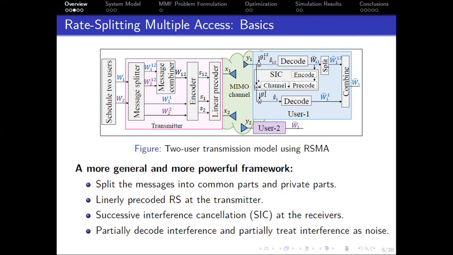Spurred by such limitations, let us see the basics of rate-splitting multiple access, a promising interference management strategy for multi-antenna networks. The basic idea is to split messages into common parts and private parts. It relies on one-layer or multiple-layer linearly precoded rate-splitting at the transmitter and successive interference cancellation at the receivers. As a result, the interference is partially decoded and partially treated as noise.